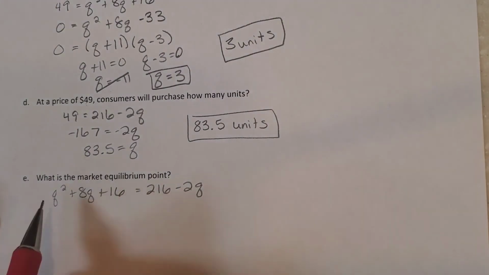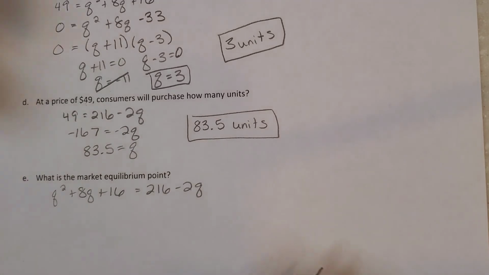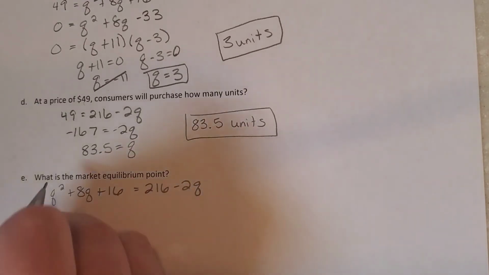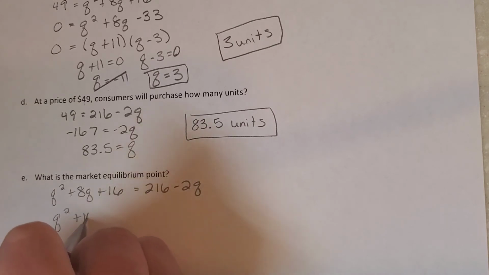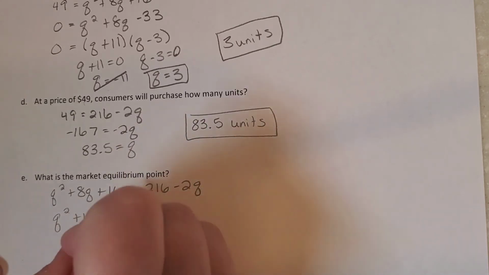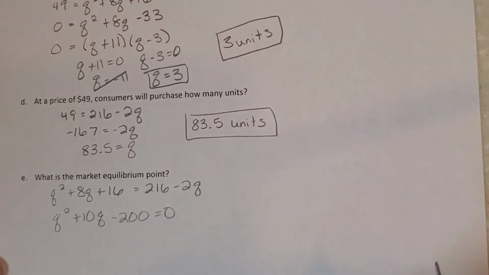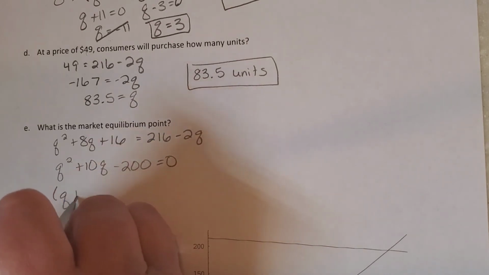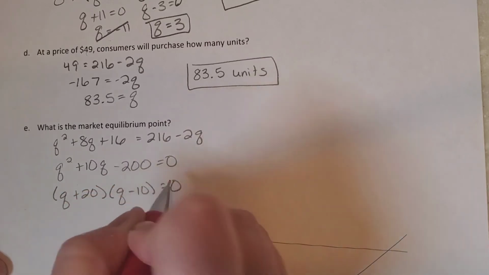Now again, it's a quadratic because of the Q squared, so we've got to get it equal to 0 in order to solve. And so we're going to move everything over. We're going to subtract the 216. We're going to add the 2Q. So we end up with Q squared plus 10Q minus 200 is equal to 0. From here, we can factor or use the quadratic formula. And so this one factors as Q plus 20 and Q minus 10 equals 0.